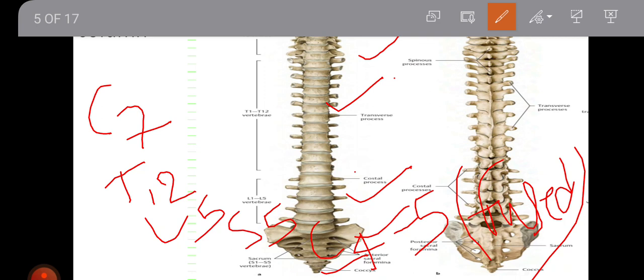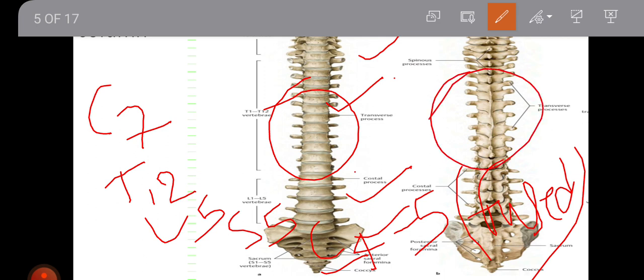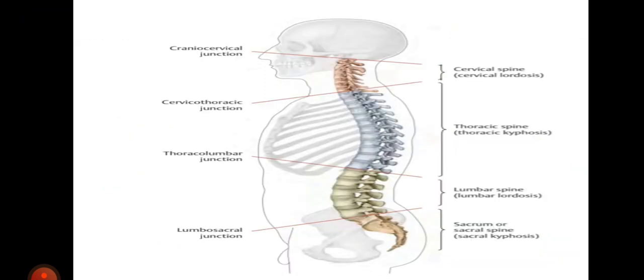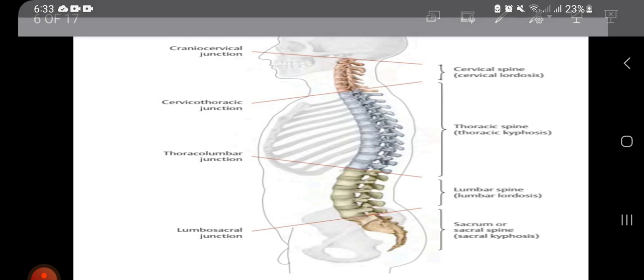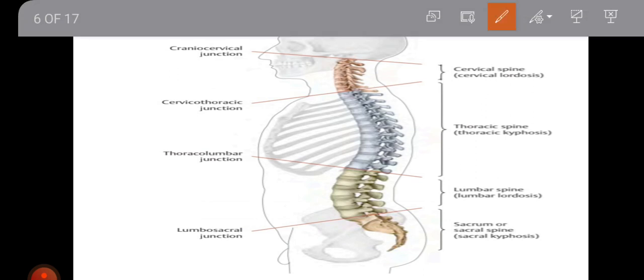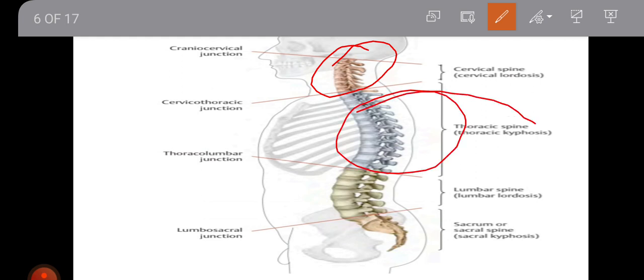This is the anterior view and this is the posterior view of the vertebral column. Here also you can see this part is the cervical part, this is the thoracic part, this is lumbar, then sacral and coccyx part.